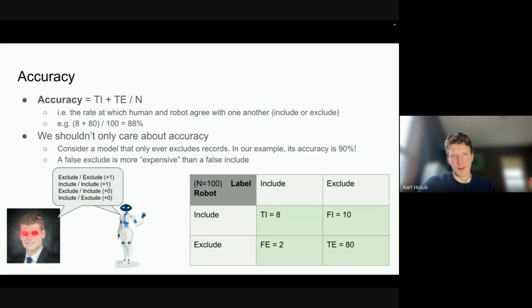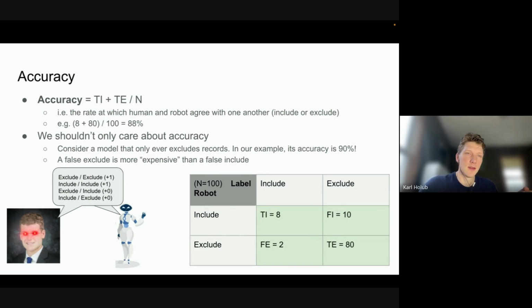Consider, as a thought experiment, a model that only ever excludes records. It doesn't ever include records. That's pretty much a useless model, right? It doesn't add any information to the problem. But with this data, our accuracy would be 90%, because 90% of the time records are excluded. So achieving a high accuracy doesn't actually tell us everything we need to know about how good a model is.